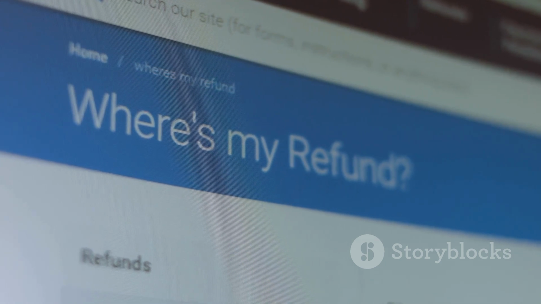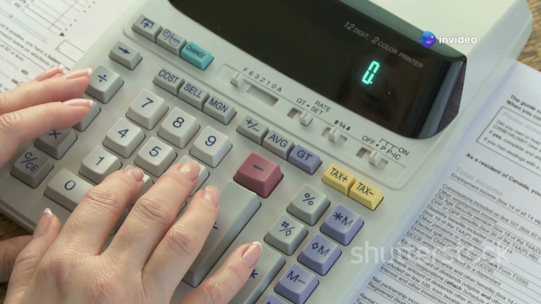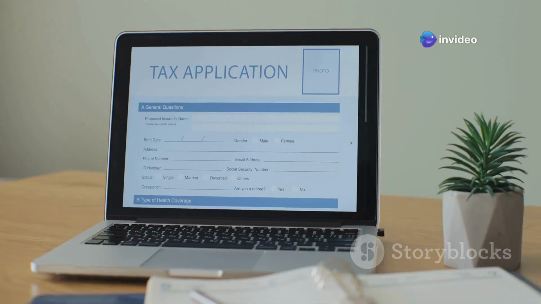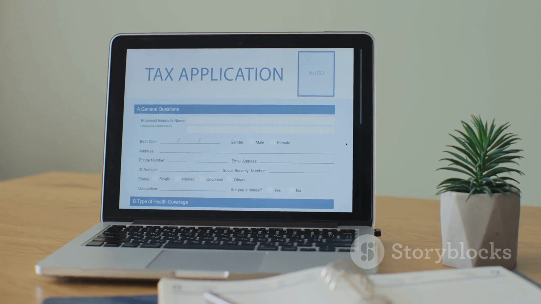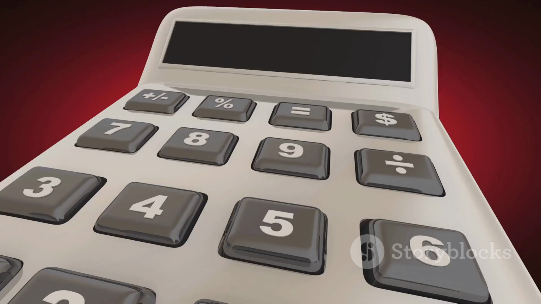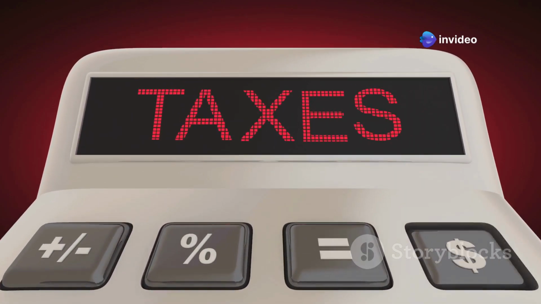So, how do you determine the amount of federal tax on your taxable income? You'll start by using the tax brackets to calculate the tax for each segment of your income. This might sound complicated, but there are plenty of online calculators and tax software that do the heavy lifting for you. These tools automatically apply the correct rates and even factor in your tax credits.